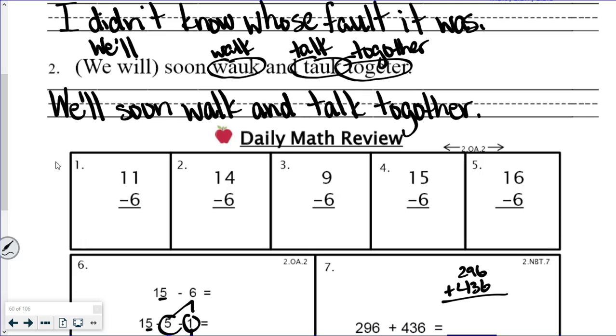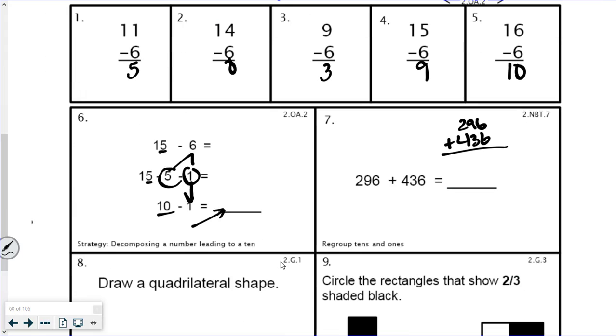Daily math review. Alright, here we go. 11 minus 6, 5. 14 minus 6 is 8. 9 minus 6 is 3. 15 minus 6 is 9, and 16 minus 6 is 10. We talked about how to do this one, so our final answer is 9. This one, let's see, 6 and 6 is 12.